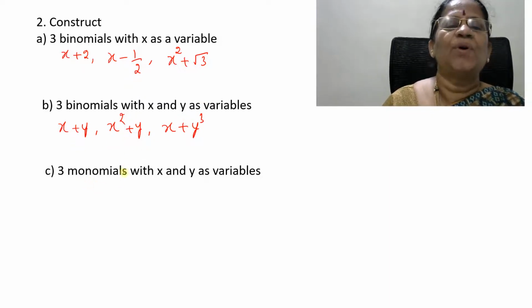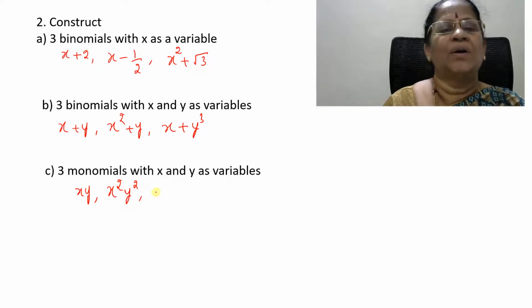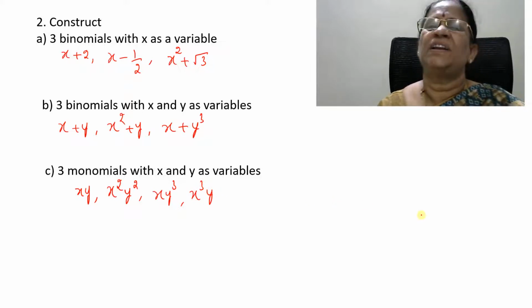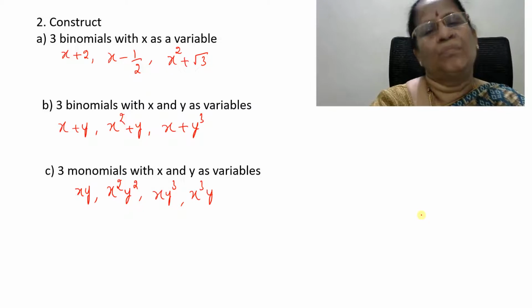Then, three monomials with x and y as variables. Three monomials, say xy is a monomial, x square y square is a monomial, or xy cube is a monomial, or x cube y. You can write any power for that, but x and y should be the monomials.